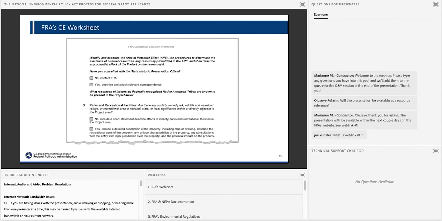And here is a snapshot of the CE worksheet. This slide is a close-up of a page there outlining two resource considerations that Marlis will go into depth on in the next set of slides, for Section 106 and Section 4(f), that we'll get to in a little bit. But she has some good information that you can take away with you today.